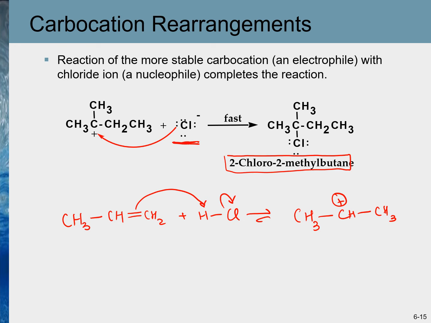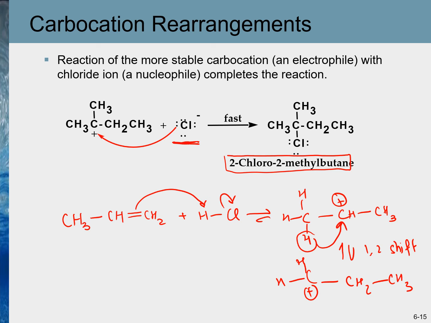However, from the neighboring carbon, let me just expand this one. In this case, let's say for the sake of argument that the shift does take place. So after the 1,2 shift, now we have a primary carbocation, which is horrible because we went from secondary to primary. So that's never going to happen. So this will never take place.